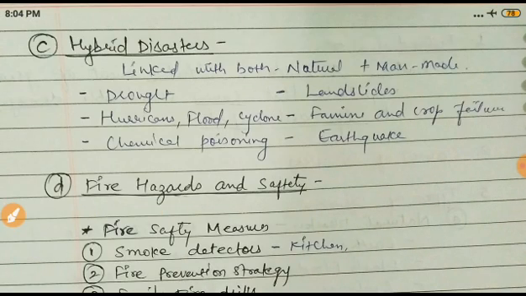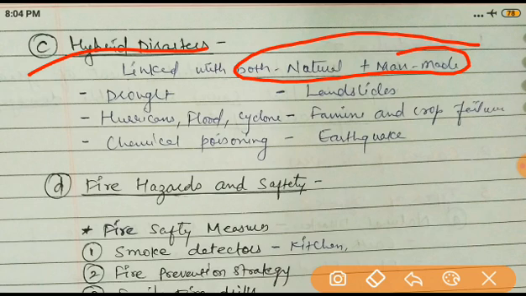Now I'm talking about the next one. It is the hybrid disaster. Hybrid disaster means what? It is a combination of both natural and man-made. Okay, when nature and man-made disaster both are together or linked, this is called the hybrid disaster. How is it happening? Because of the indiscriminate cutting down of the forest. Generally, we know that very well. Rapid industrialization, urbanization. I already told many times.